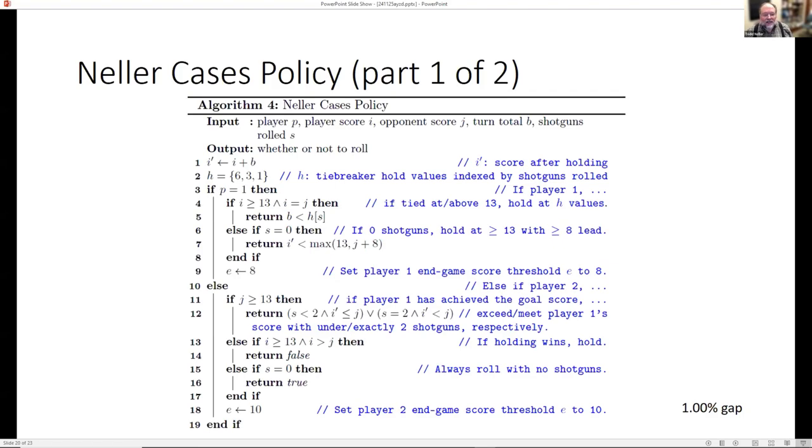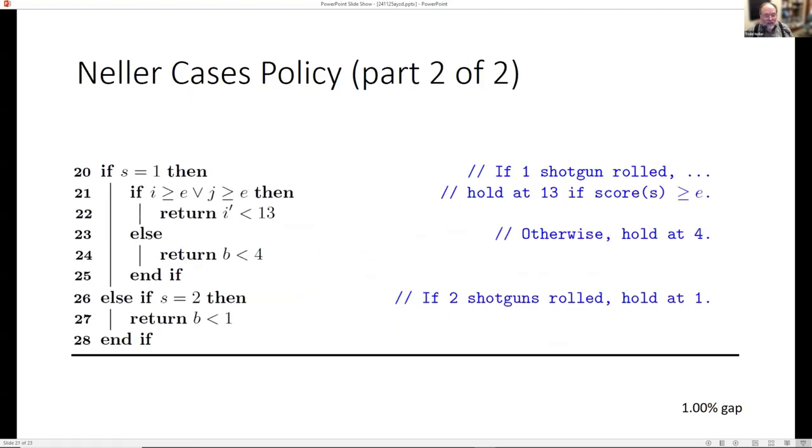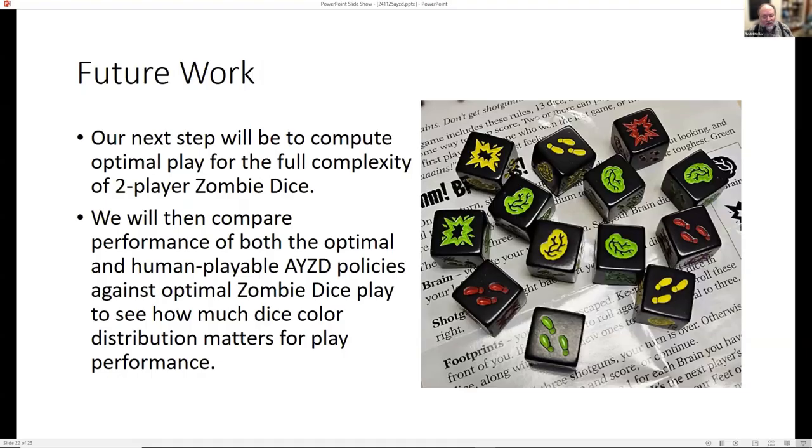Now, this would be a lot for a person to hold in their head, but there's no complicated math here, just quite a number of nested cases. And so we favor Minh's policy as far as a good trade-off of complexity to performance. So in the future, we hope to solve zombie dice for its full complexity with different colored dice. And then it would be interesting to compare these policies to optimal play for the full game and see how important color of dice is for the strategy of the game.